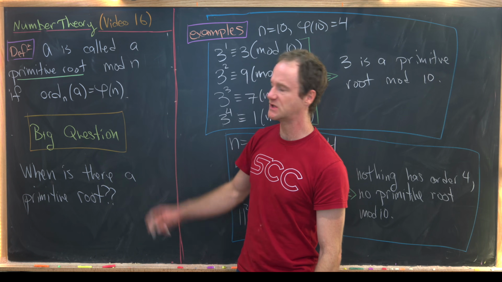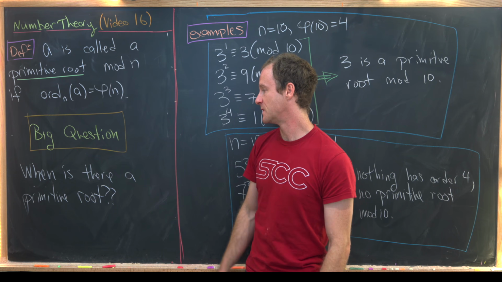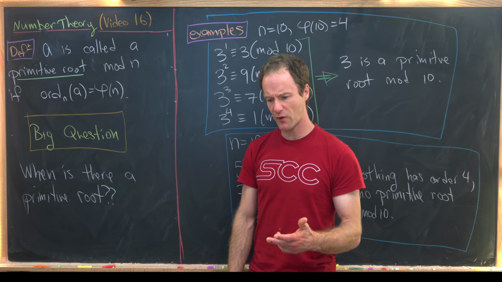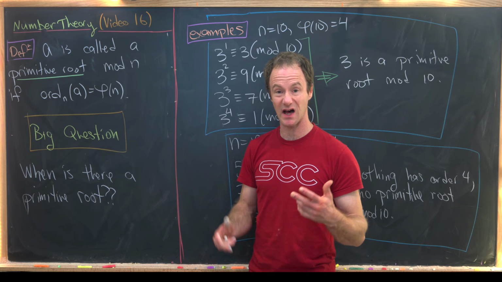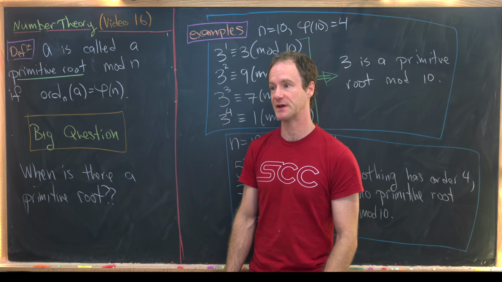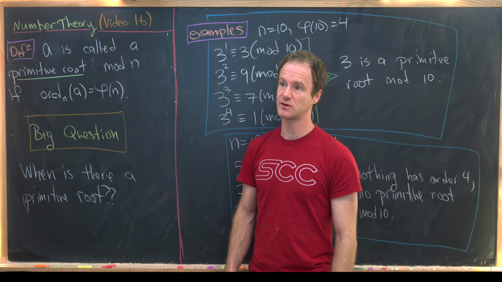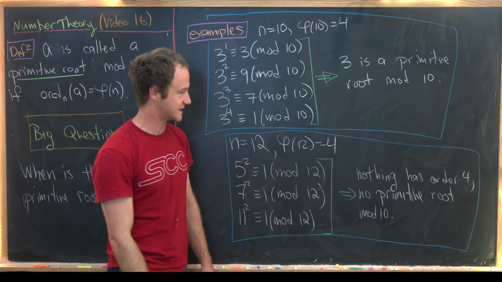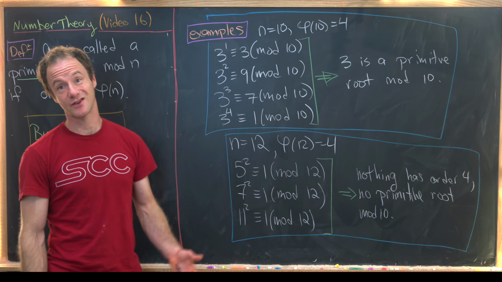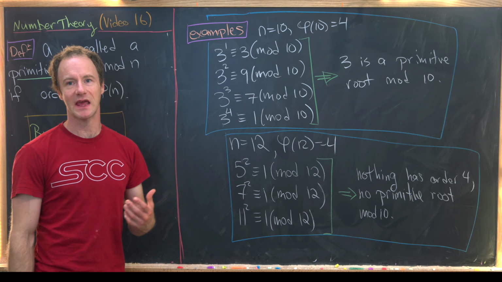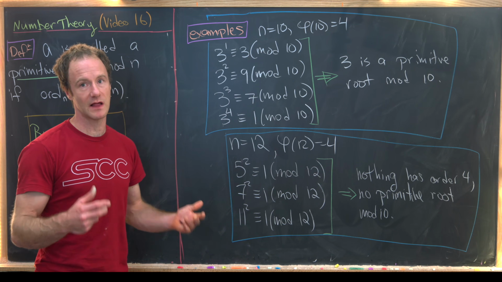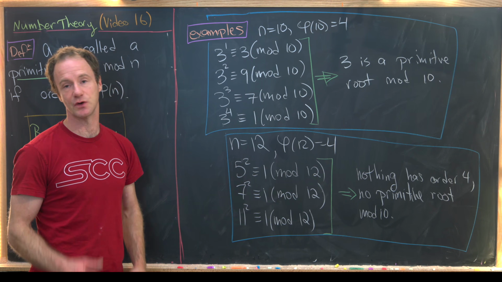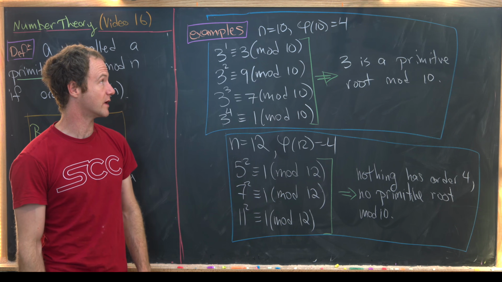Okay, so that brings us to a really big question. And that question is, when is there a primitive root? So in other words, which natural numbers allow for primitive roots in the first place? Is it all natural numbers or maybe just some of the natural numbers? Well, let's look at a couple of examples. We can't solve that big question today, but we can get started on that. But like I said, before we get started on that, let's look at some simple examples so we get an idea for how this is going.